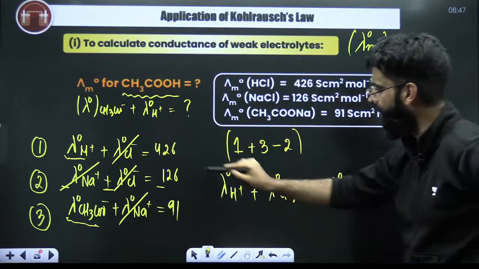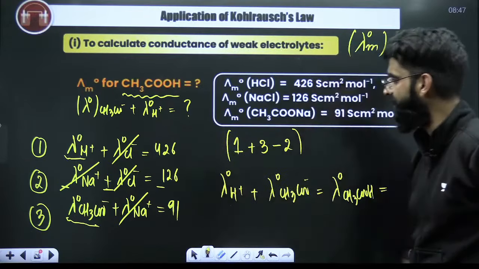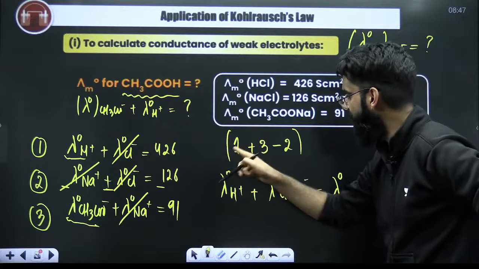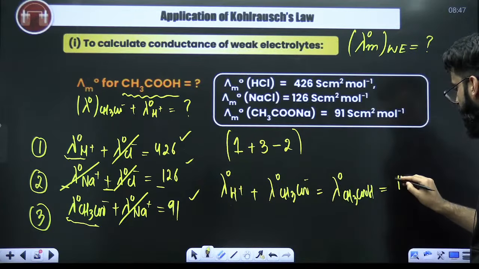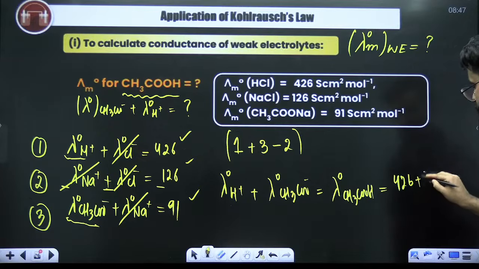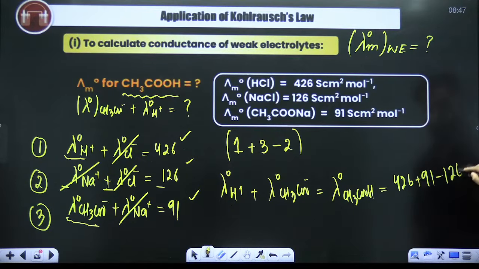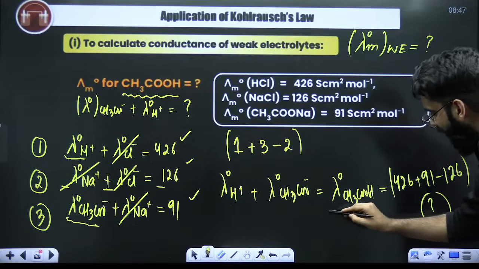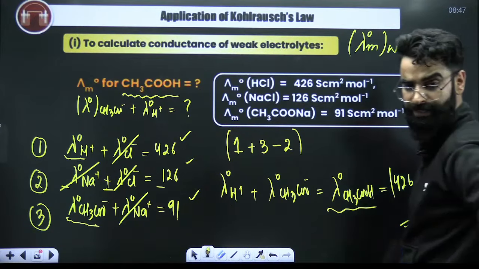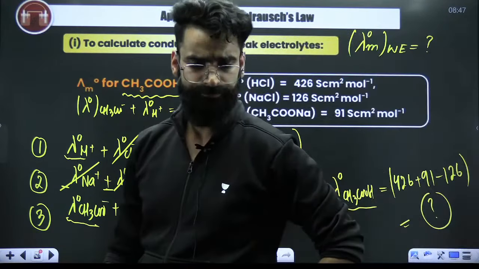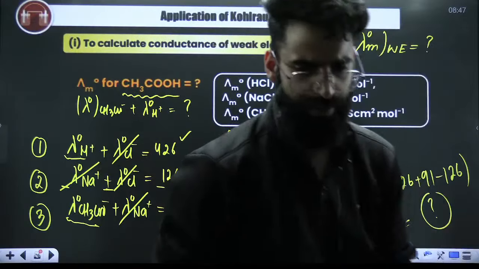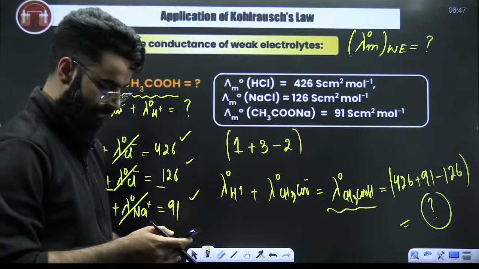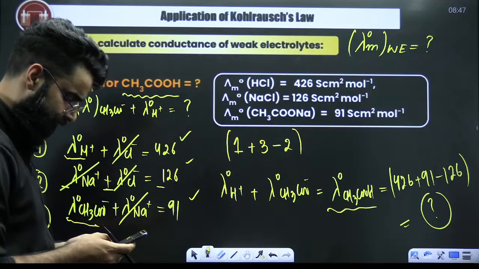The same operation you are going to do with these molar conductivities. So 1 plus 3 minus 2. So it has to be 426, 1 plus 3 minus 2. Whatever value you get from here is going to give you the molar conductivity at infinite dilution for this particular weak electrolyte. Did you get it? Did you get it properly? Let me know once in the chat quickly, guys. Quickly, everyone. Did you get this particular term?